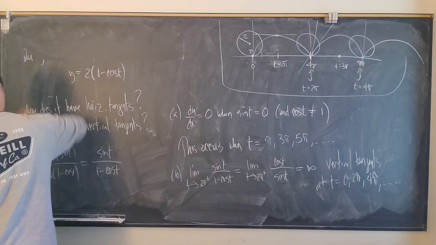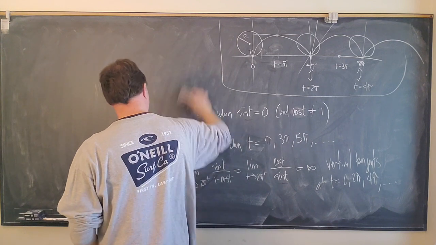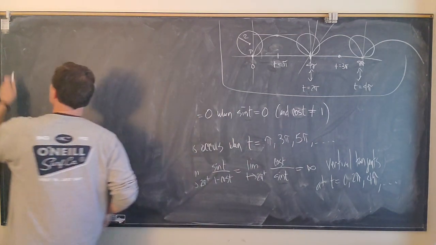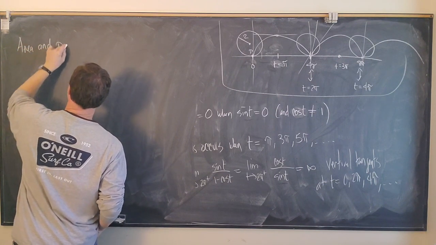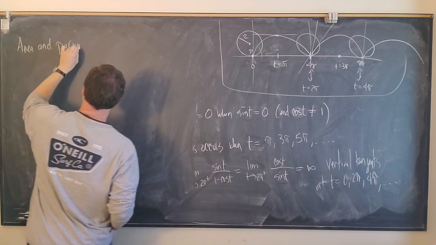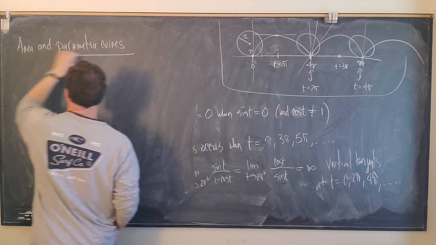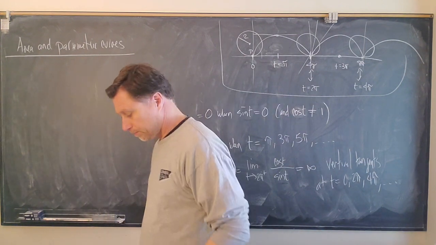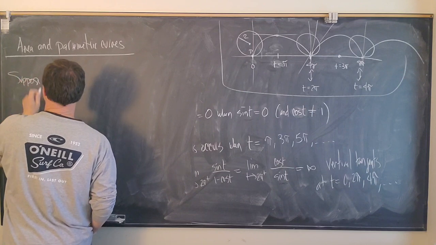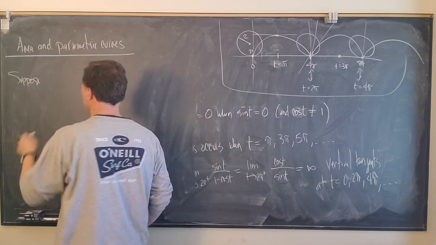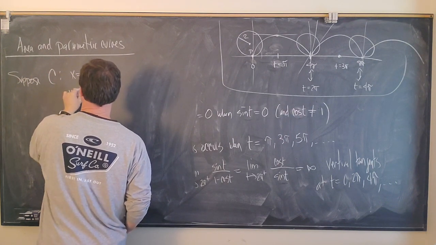Okay, so there's some information about derivatives. Now let's talk about area and parametric curves. So suppose the curve, so we've got x equals f of t, y equals g of t.